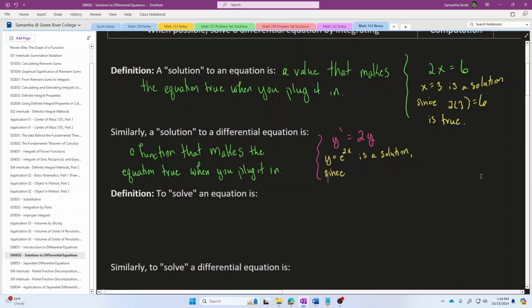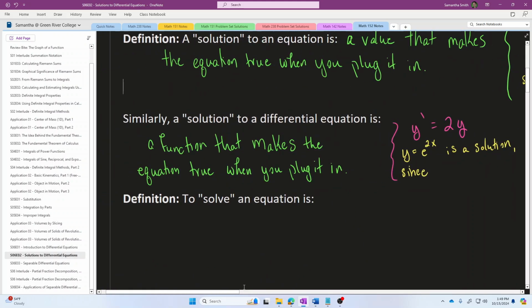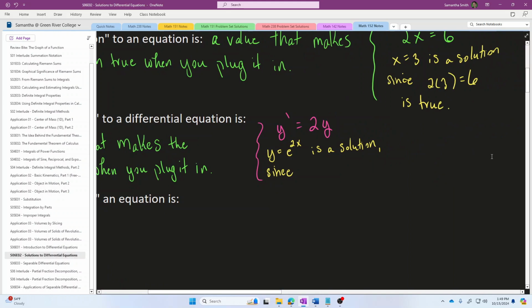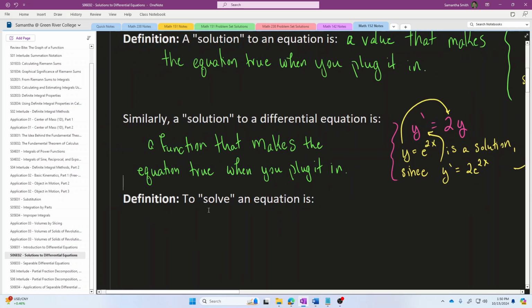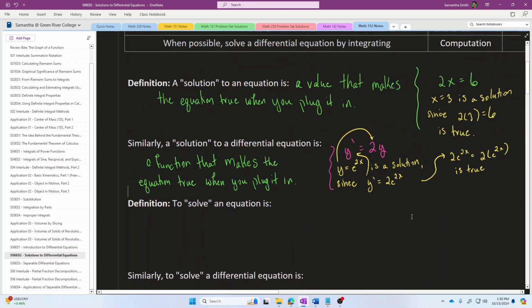And the way that I would prove that my claim is true is I would say, okay, if y is equal to e to the 2x, then y prime by chain rule is equal to 2e to the 2x. And if I plug both of those results into my equation, then the left side becomes 2e to the 2x, the right side becomes 2e to the 2x, and those are the same function. So this statement is true. Yes, 2e to the 2x is equal to 2e to the 2x. No problem. A solution to a differential equation is just a function that makes that equation true.